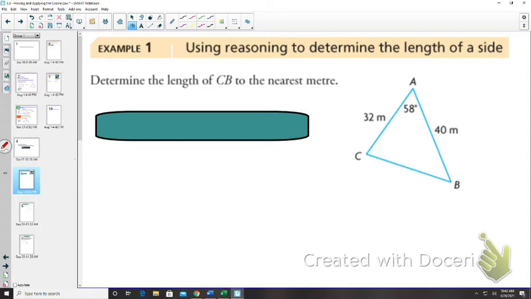So, calculate the length of CB to the nearest meter. Okay, so I'm going to write our cosine law on the board. I know you guys have it in your notes, but then you don't have to flip back, and it's up on the board.